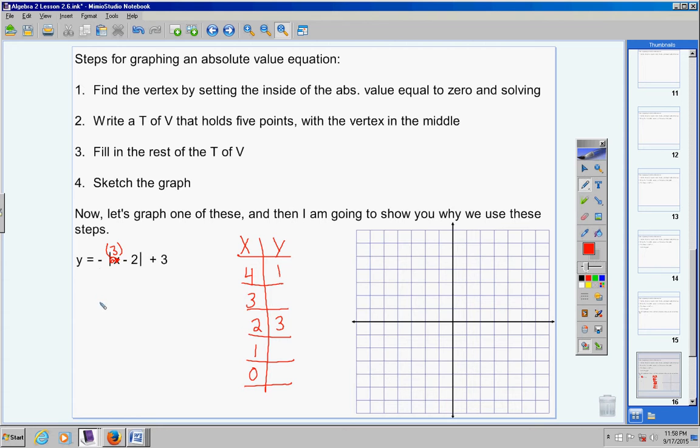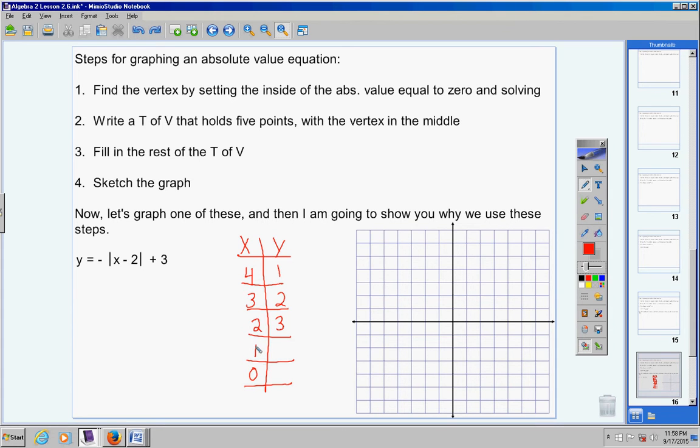Got a negative sign here, then absolute value. 3 minus 2 is 1. Bring down your positive 3. The absolute value of 1 is 1, but there's a negative sign on the outside, so negative 1, positive 3, that's 2. Now let's substitute. Well, we do not need to substitute 2 in, because we already know what we'd get out. We'd get out a 3.